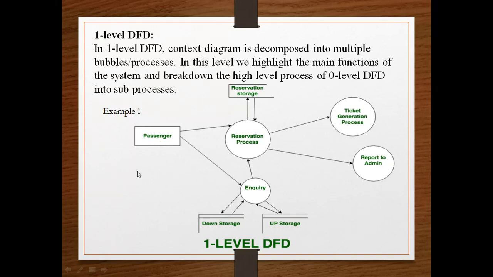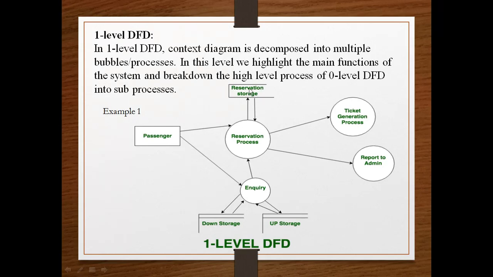So now the passenger can either go to the reservation process directly for booking, because I just want to book the ticket and go, or else I will inquire about the trains, which trains are available. Your inquiry process will have down storage and up storage, meaning which railways are coming and which are moving out. So this is where you have all your details. The reservation process will have a reservation storage. Whenever the passenger reserves a ticket, it always finds the data from the reservation storage, whether that particular ticket is available or not.